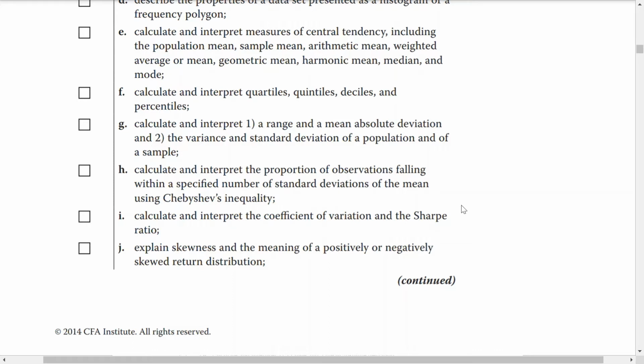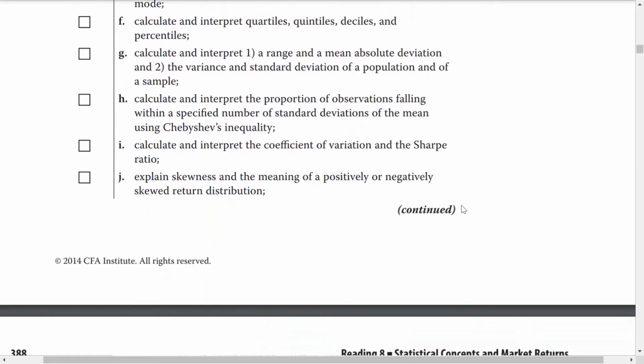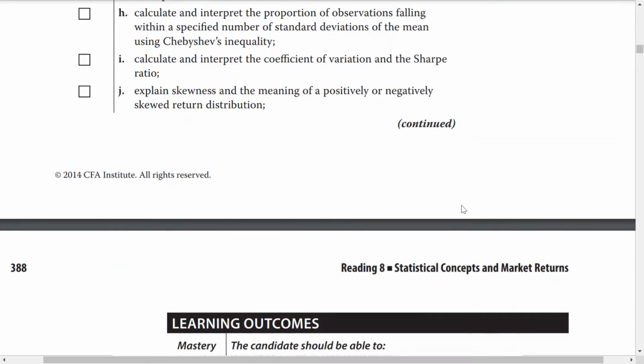Calculate and interpret a range, a mean absolute deviation, and a variance and standard deviation of a population and a sample. Calculate and interpret the proportion of observations falling within a specific number of standard deviations of the mean using Chebyshev's inequality. Calculate and interpret the coefficient of variation and the Sharpe ratio. Explain skewness and the meaning of positive or negative skewed return distributions.